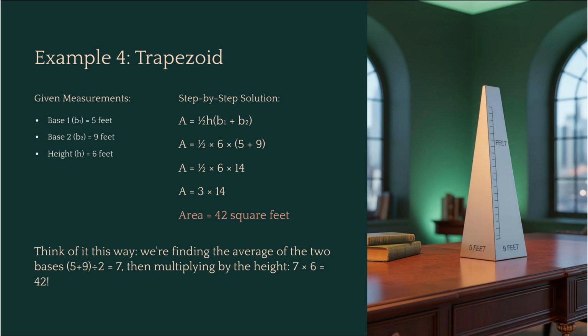We can take half of 6 first, which is 3, and then multiply 3 times 14. 3 times 14 is 42. So the area of the trapezoid is 42 square feet.